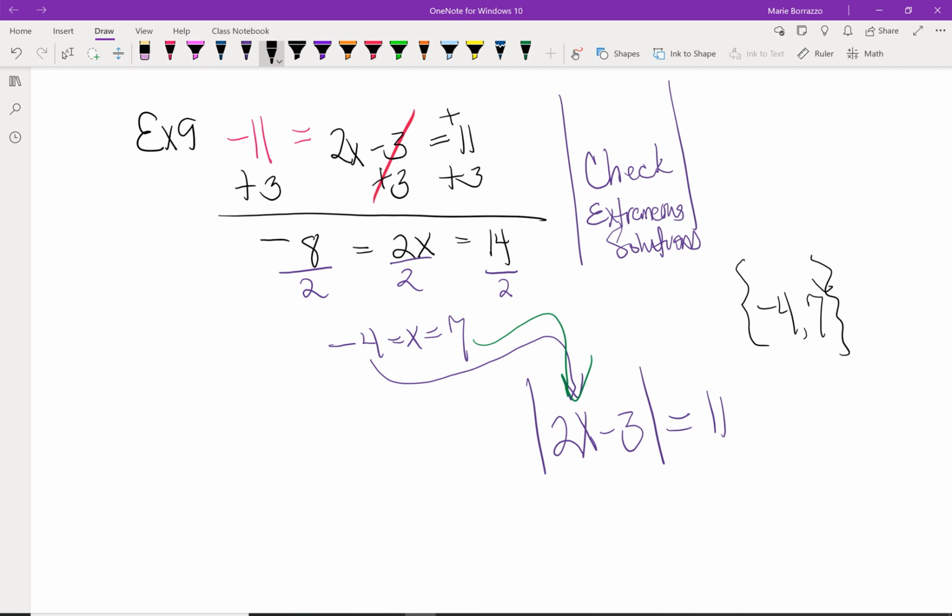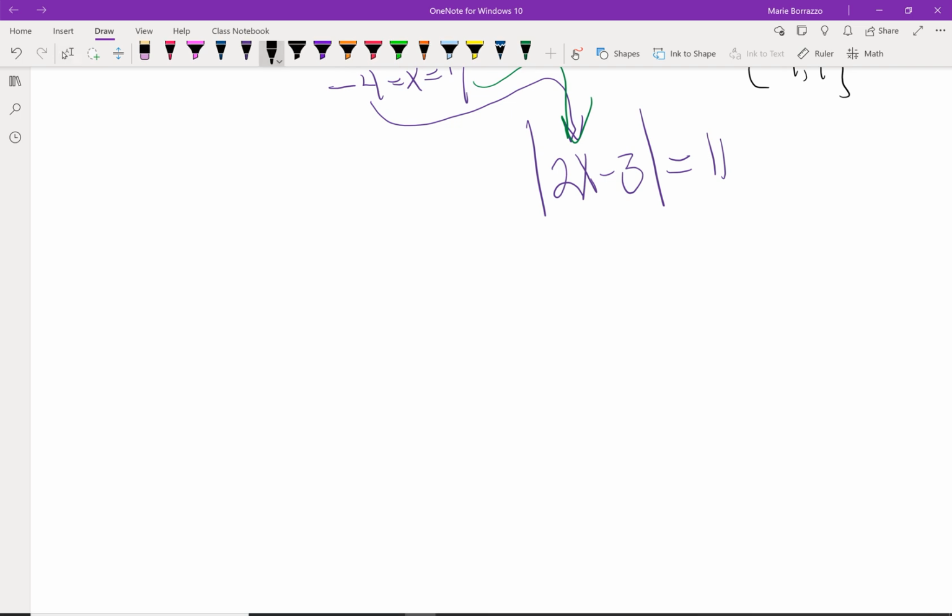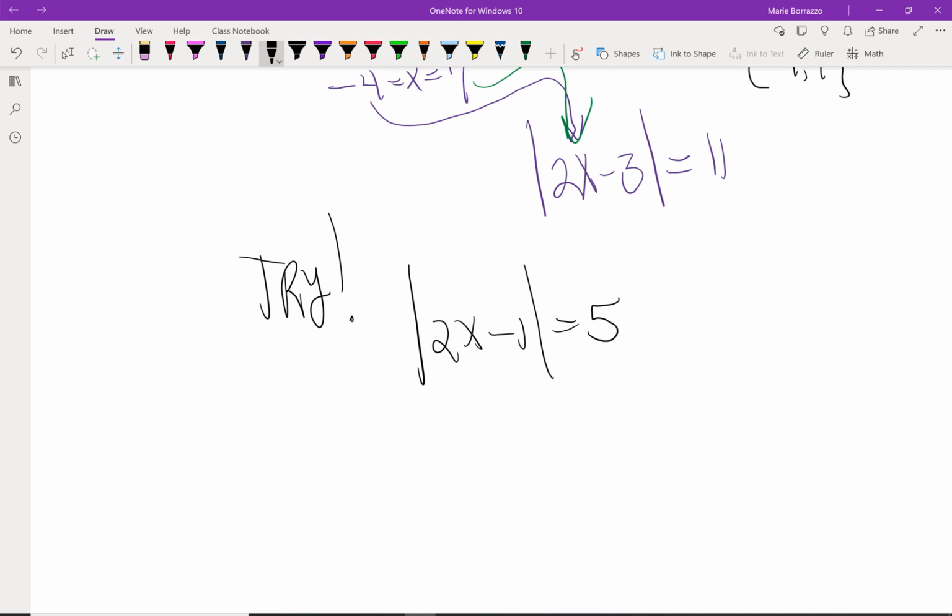All right. I would like for you to try this question. We're going to do the absolute value of 2x minus 1 equal to 5, and solve for the solutions. I'll give you a few seconds to go ahead and write it down. Your answers, if you pause the video before I say the answers, should be negative 2 and 3. So show me how you got to that answer.